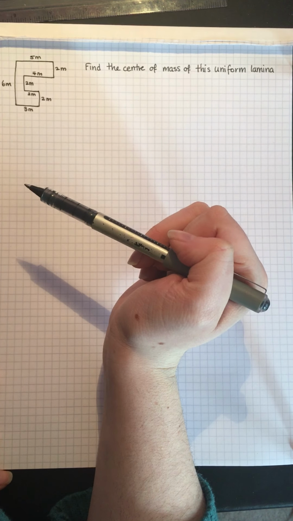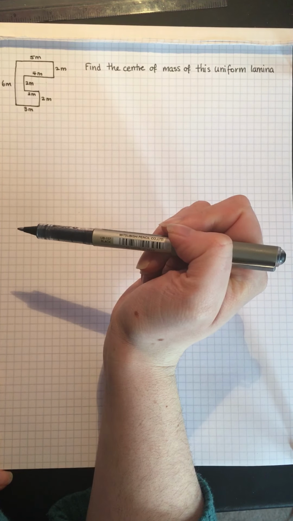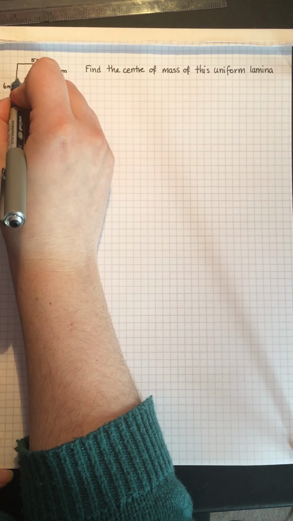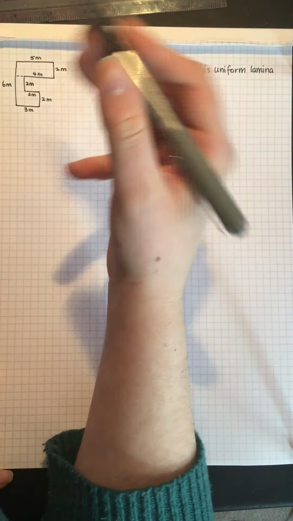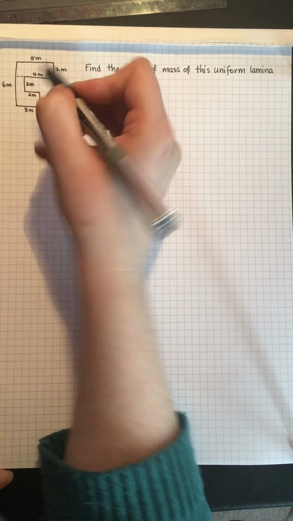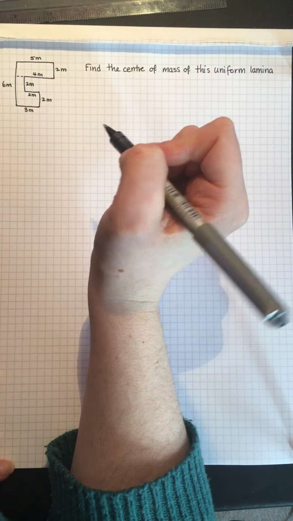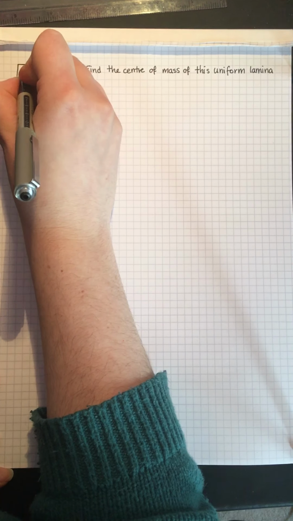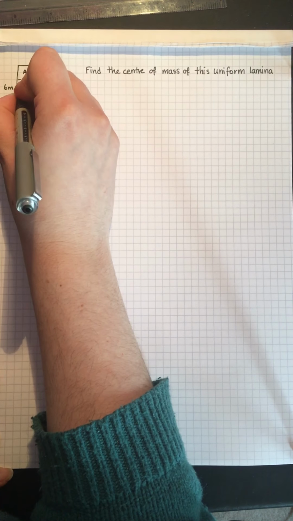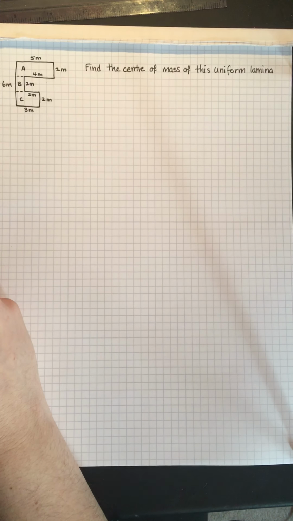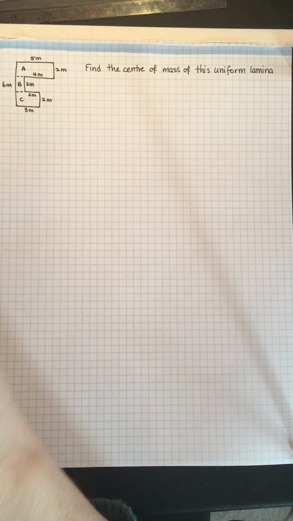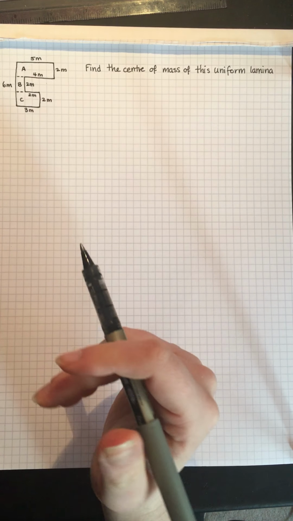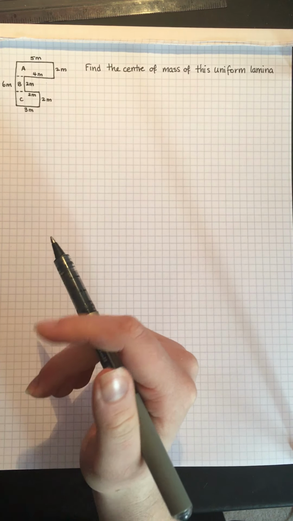So what we can do is split up this shape into some different rectangles, and it's easy to find the centre of mass of a rectangle because you just know it's in the middle. So if we split it up, let's say like this, into 3 rectangles, let's label them A, B and C, then all we need to do is find the centre of mass of each of these, and we can use our normal formula that we were using before.